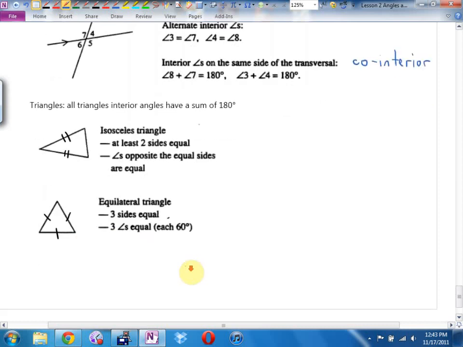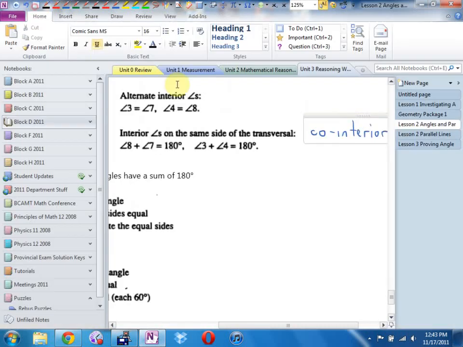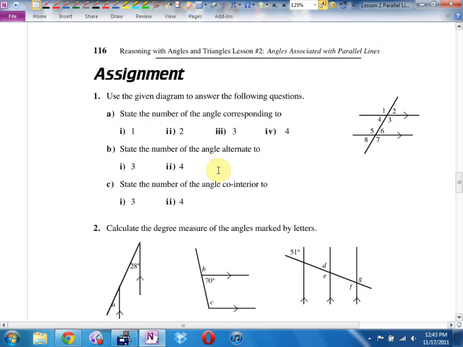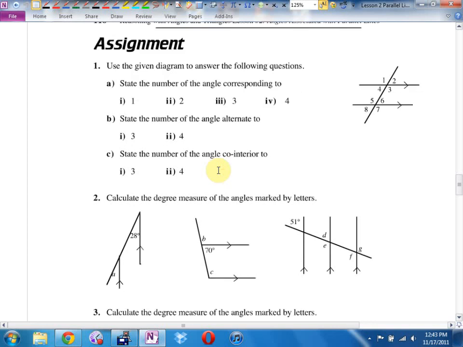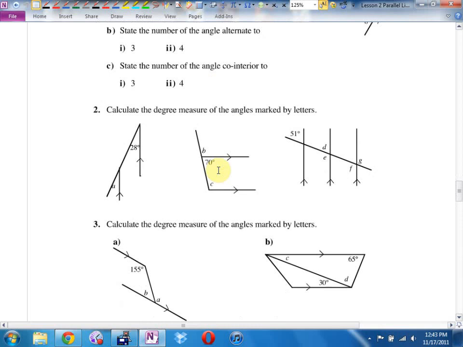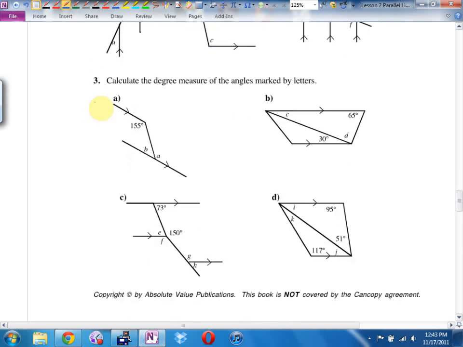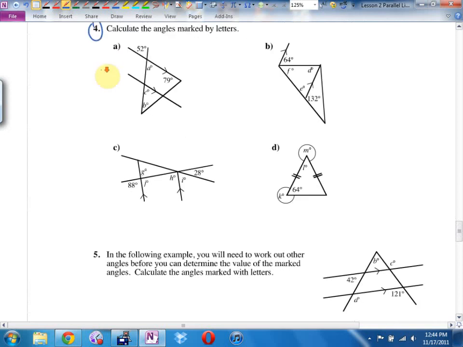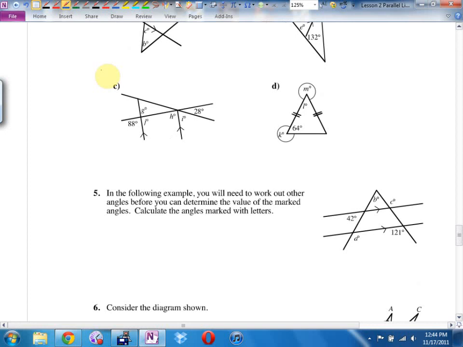Can you open your workbooks, please, to page 116. Try number 2. Try number 3. Try number 4. Number 5. Now, number 5 is trickier. You'll probably have to find some other blank angles before you can find angle A and angle B and angle C. So for number 5, fill in every possible angle that you can as you work your way towards the answer.